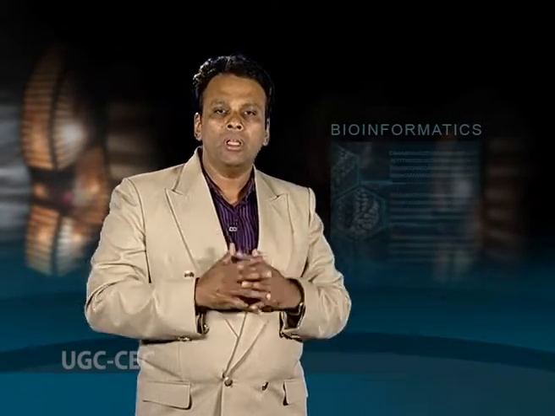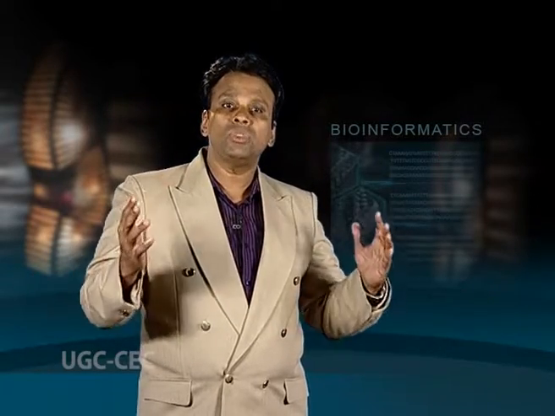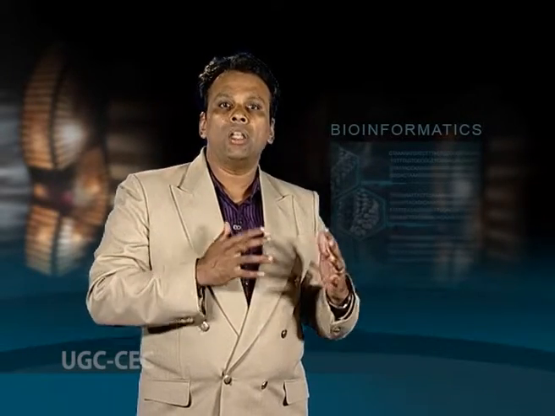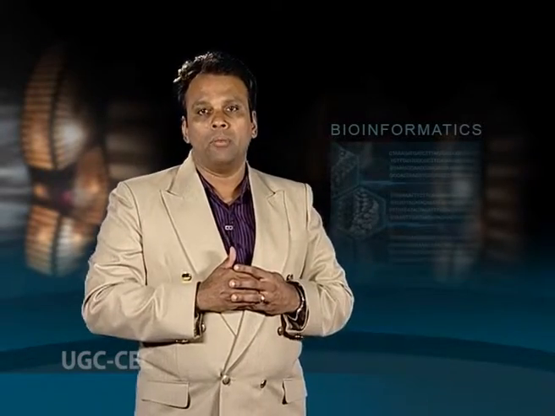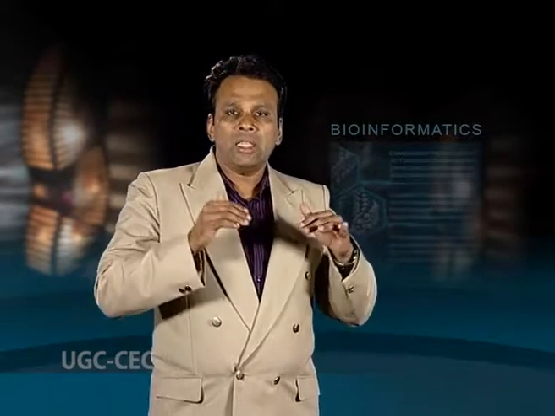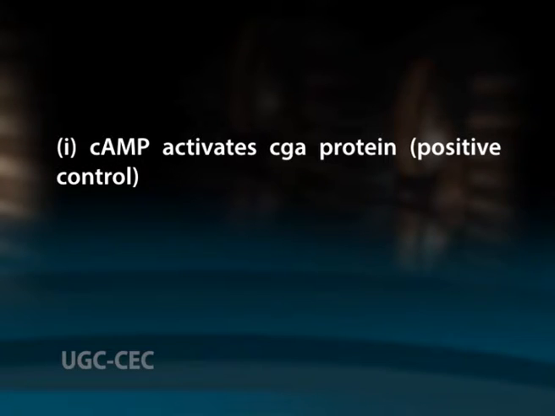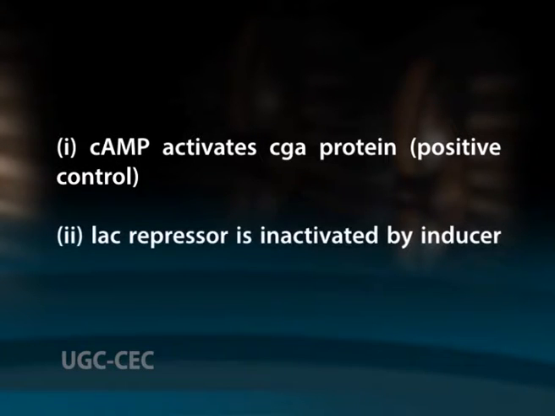This is achieved by reducing the level of cAMP by glucose, either through checking the synthesis of adenylate cyclase, an enzyme needed for the synthesis of cAMP, or by removing cAMP by making a complex with it. Therefore, transcription in lac operon requires 1, cAMP activated CGA protein, that is positive control, and 2, lac repressor inactivated by inducer, that is negative control.